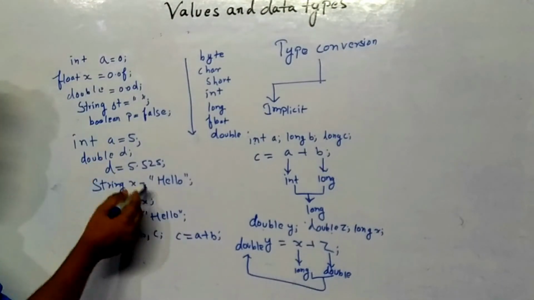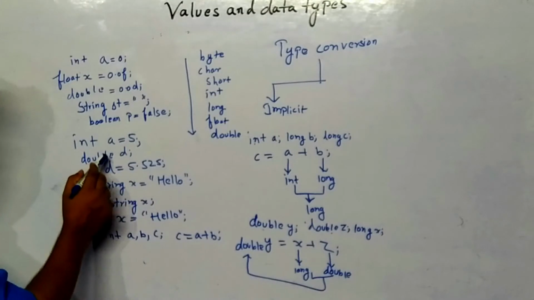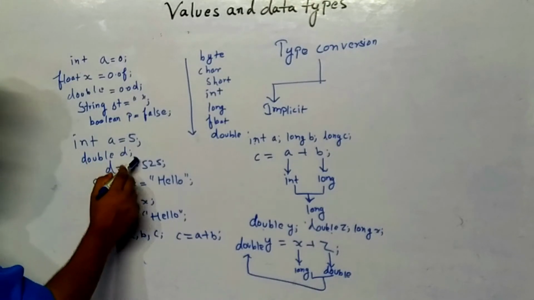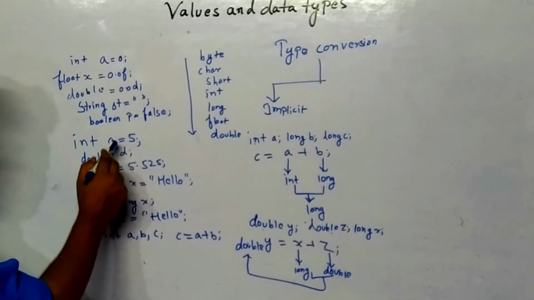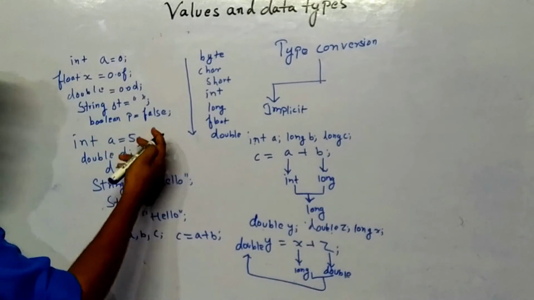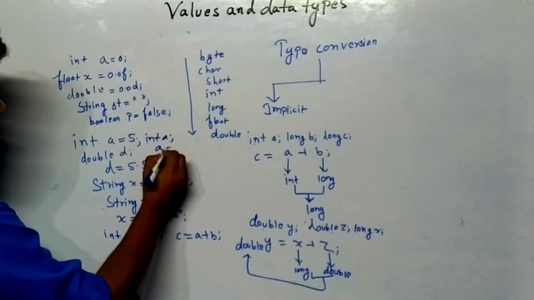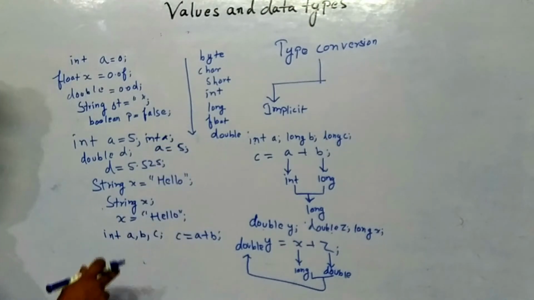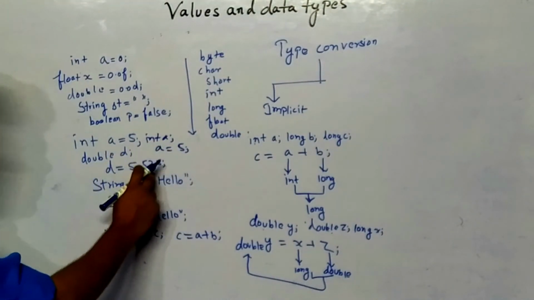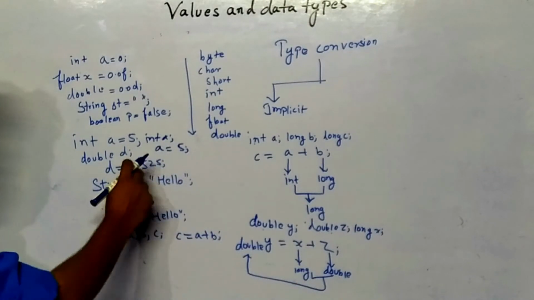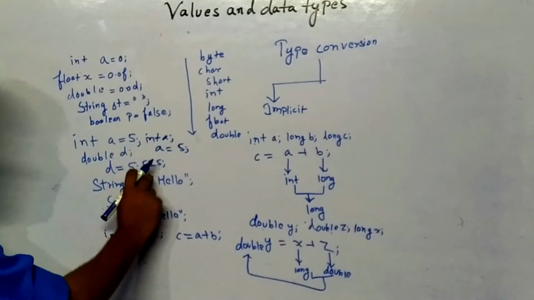This is static input. See, this is double of D. This is declared first. You can write like this also, int A is equal to 5, or you can write like this also, int A comma B and A is equal to 5. Two lines also you can write. Same thing, double of D and D is equal to 5.525. This way also you can write, this is first declared and then it is assigned.